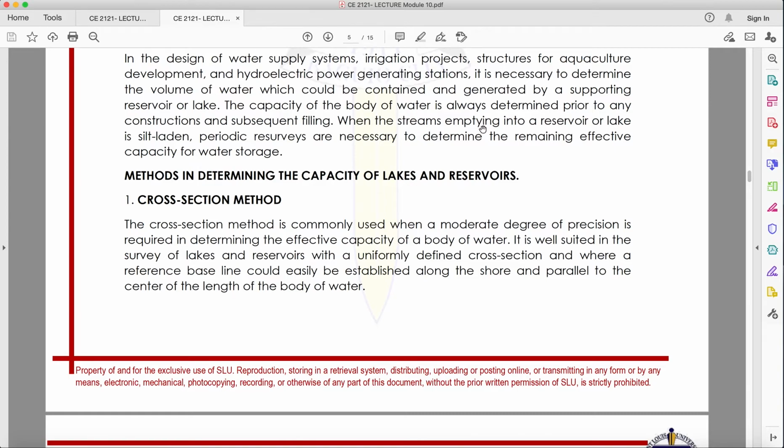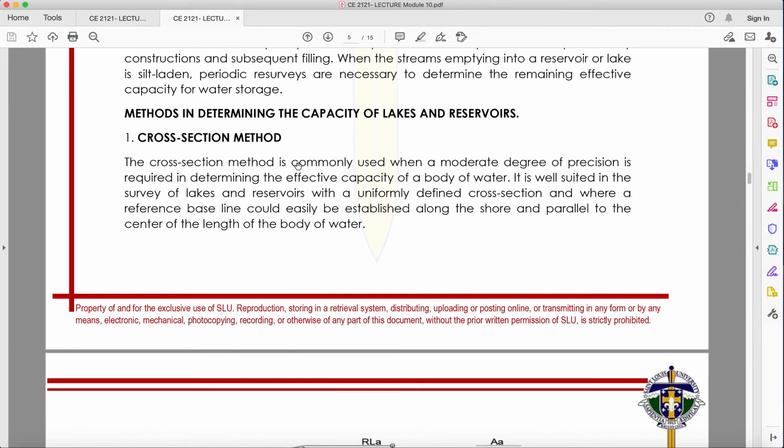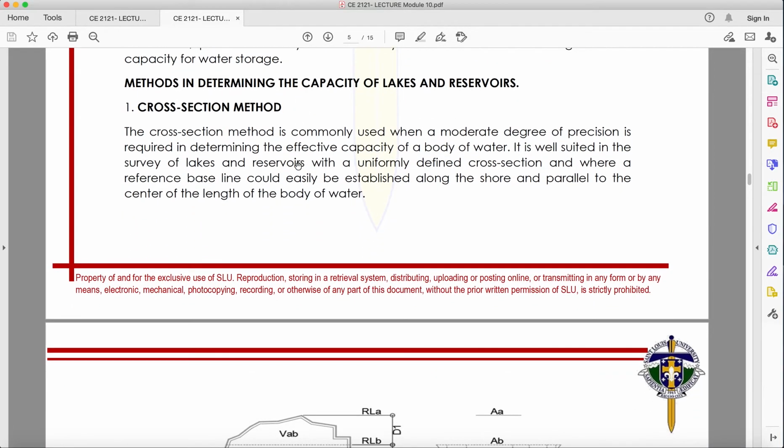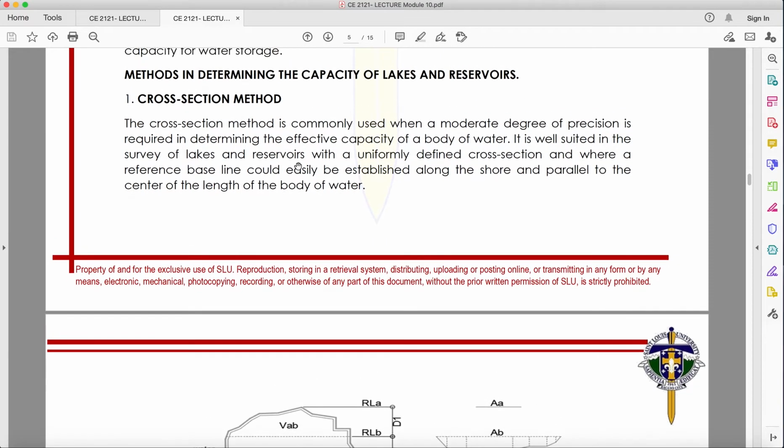So, when the streams emptying into a reservoir or lake is silt-laden, periodic surveys are necessary to determine the remaining effective capacity for water storage. Okay? Next would be the methods in determining the capacity of lakes and reservoir. So, cross-section method. Cross-section method is commonly used when a moderate degree of precision is required. Take note, moderate degree of precision is required in determining the effective capacity of a body of water.